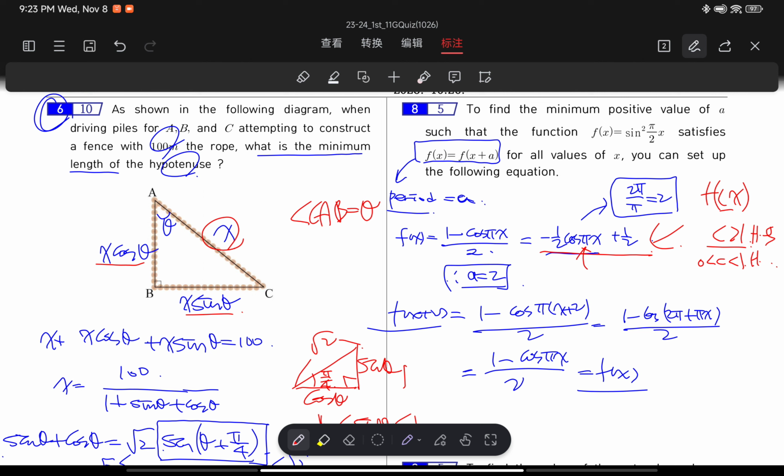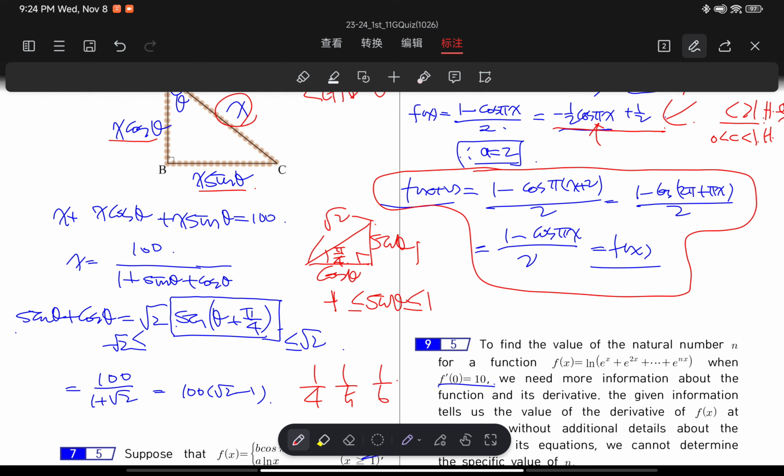Okay, so if you want to check that the answer is right, put in x plus a equal to 2. Then f(x plus 2) equals 1 minus cosine of pi x plus 2, and cosine of 2 pi plus pi x. Cosine of 2 pi plus pi x equals cosine pi x. So 1 minus cosine pi x. So f(x plus 2) equals f(x). Okay, so we can check it. The answer is right. Number 9.